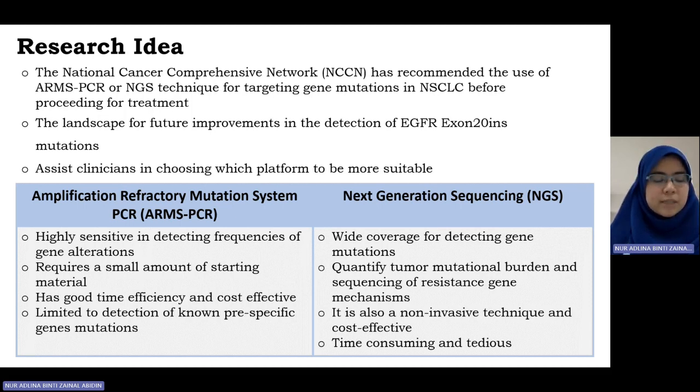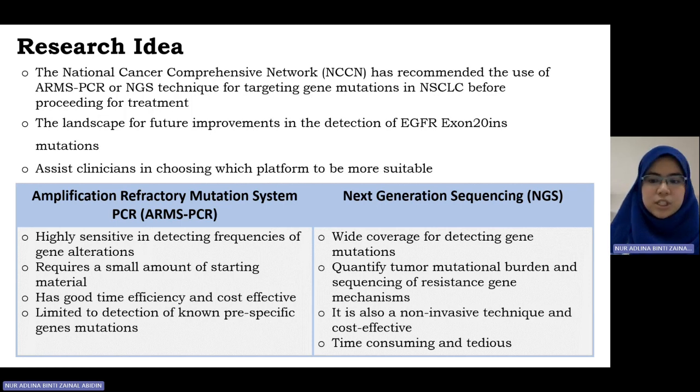Amplification refractory mutation system PCR, also known as ARMS PCR, is unlike traditional PCR because it is highly sensitive in detecting frequencies of gene alterations, and it requires a small amount of starting material, making it suitable for clinical diagnostic settings. It also has good time efficiency as results can be obtained quite rapidly, and it is a cost-effective technique because it can detect multiple targeted genes at the same time. But it also has its limitation, which is that it is limited to the detection of known, pre-specified gene mutations only.